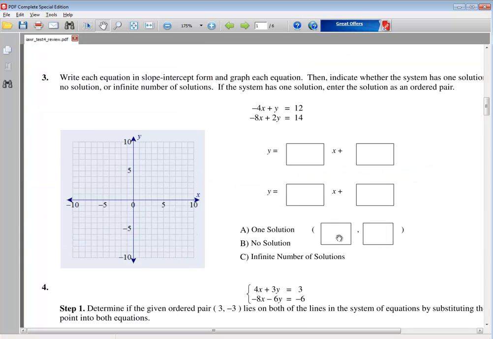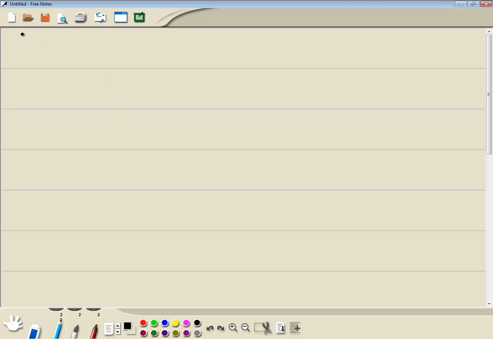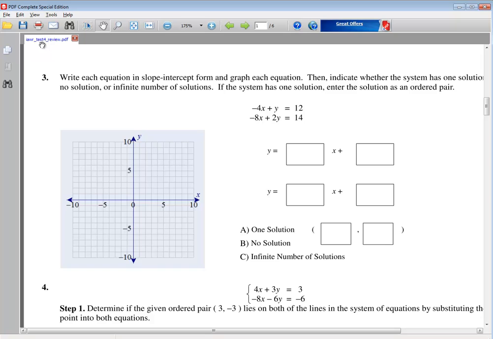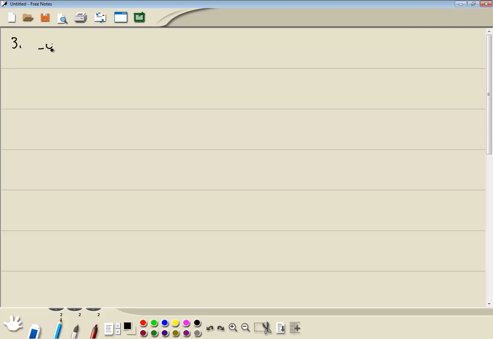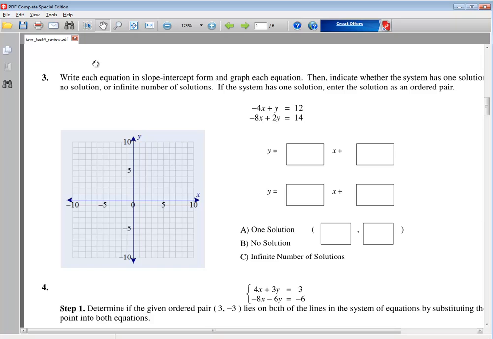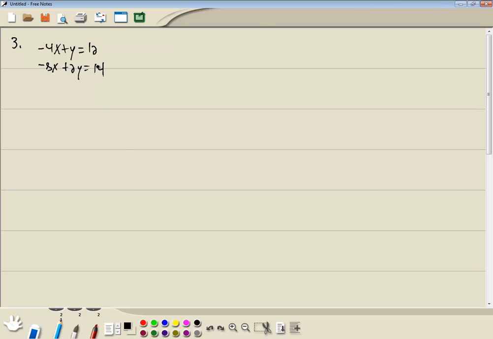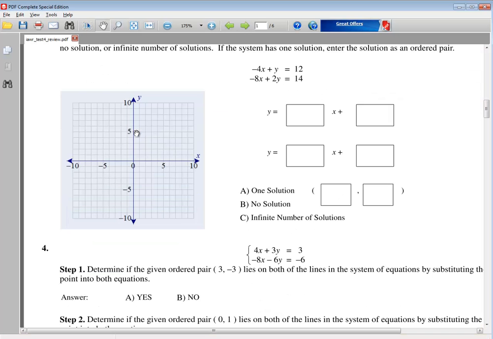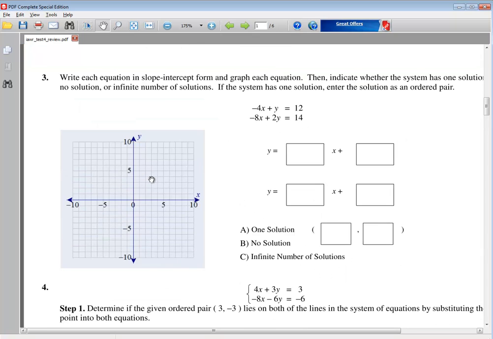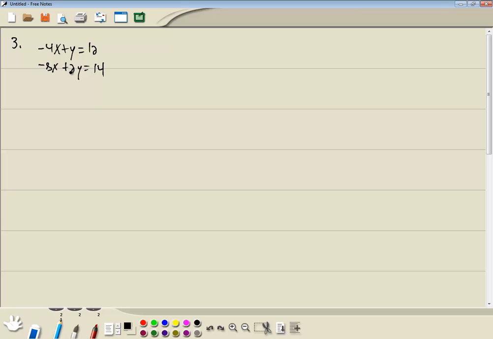And let's take a look at this one. Negative 4x plus y equals 12, and negative 8x plus 2y is equal to 14. What are they asking here? Okay, I was looking down here, but that's for problem number 4. Okay, so same instructions. Well, we haven't had much luck so far with the graphing, but we'll see.